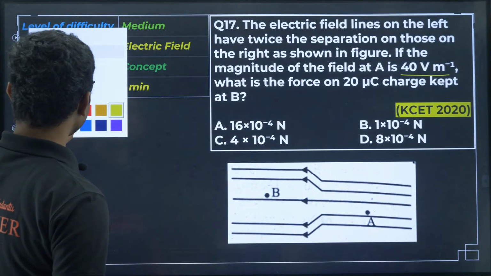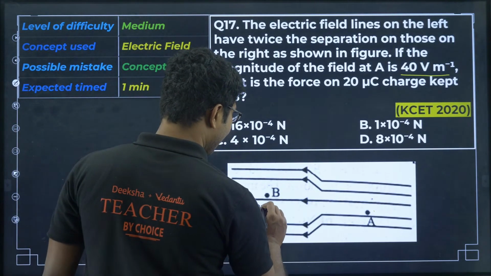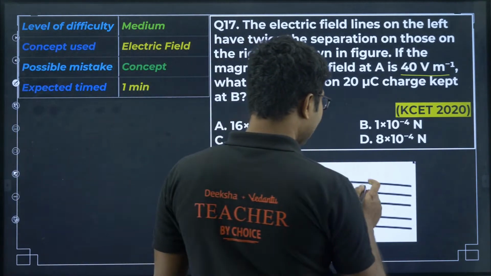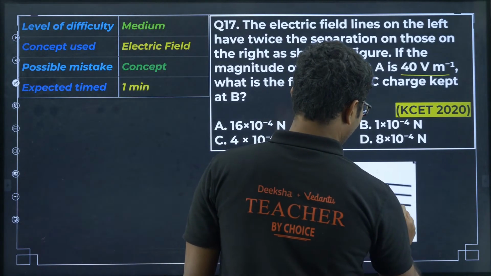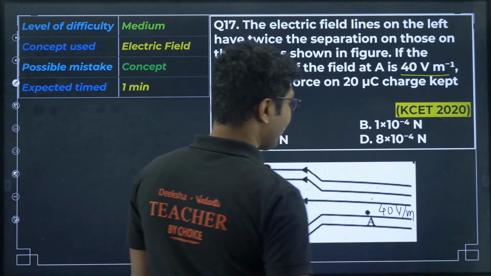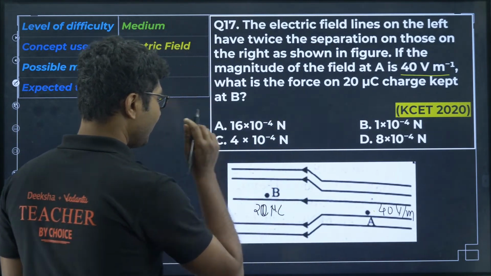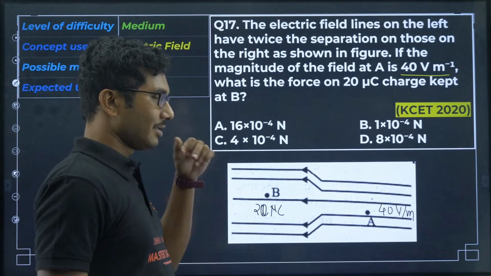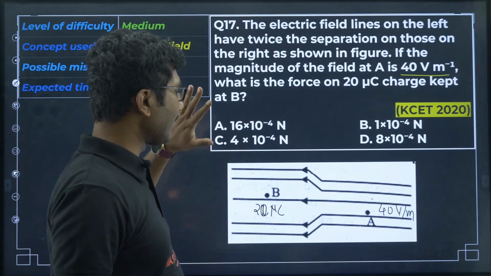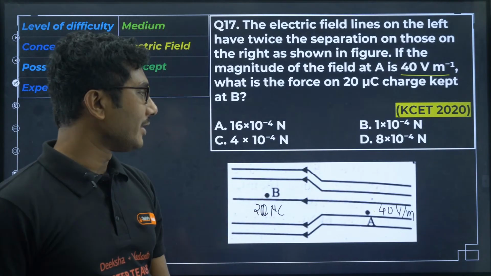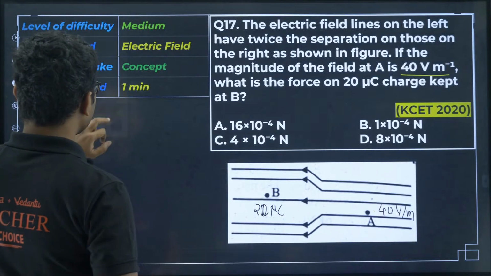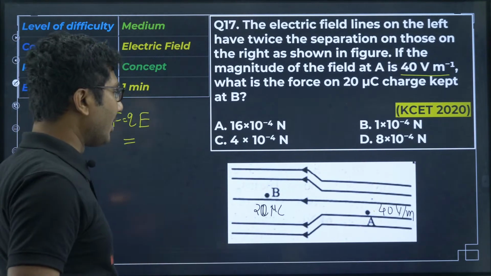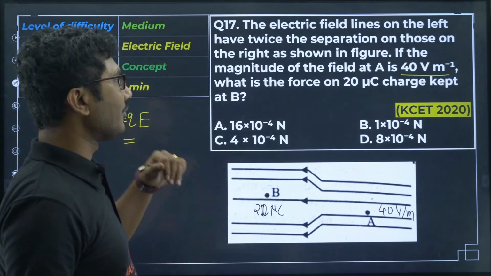That is an interesting question. Here we have kept a 20 microcoulomb charge, and the electric field is given as 40 volt per meter. What is the force on this 20 microcoulomb charge? First, you have to find the electric field here. If you can find the electric field here, you can find the force. Force is easy, it is basically Q into E. Now, what is the electric field at point B? That is the main question.